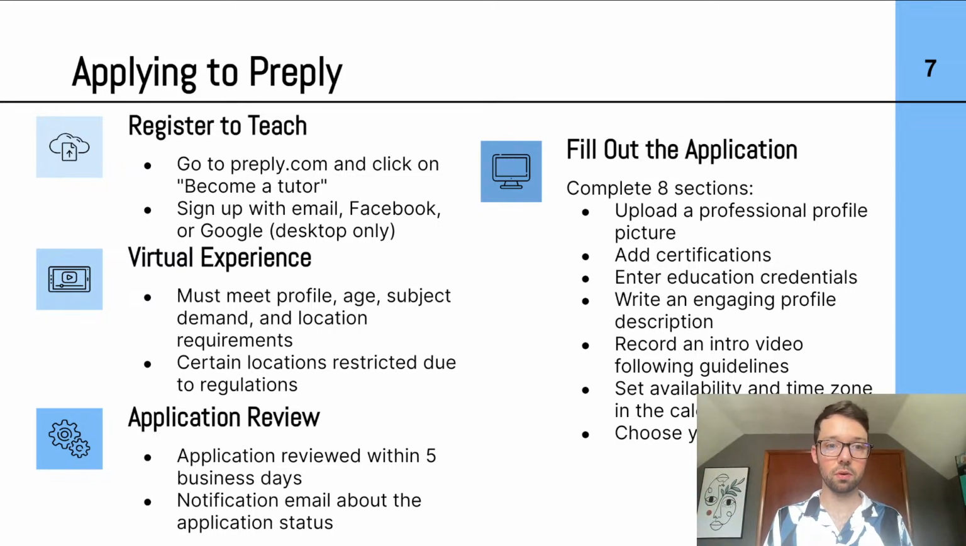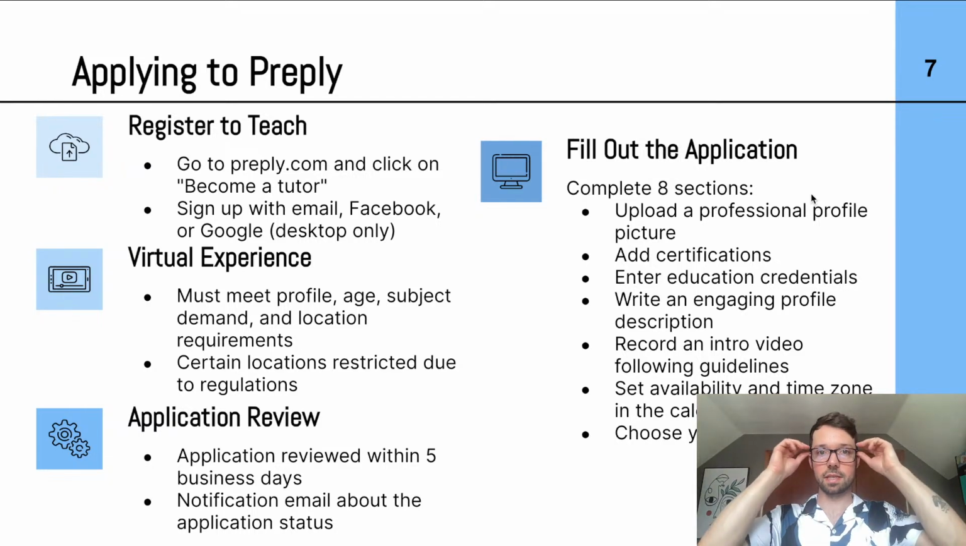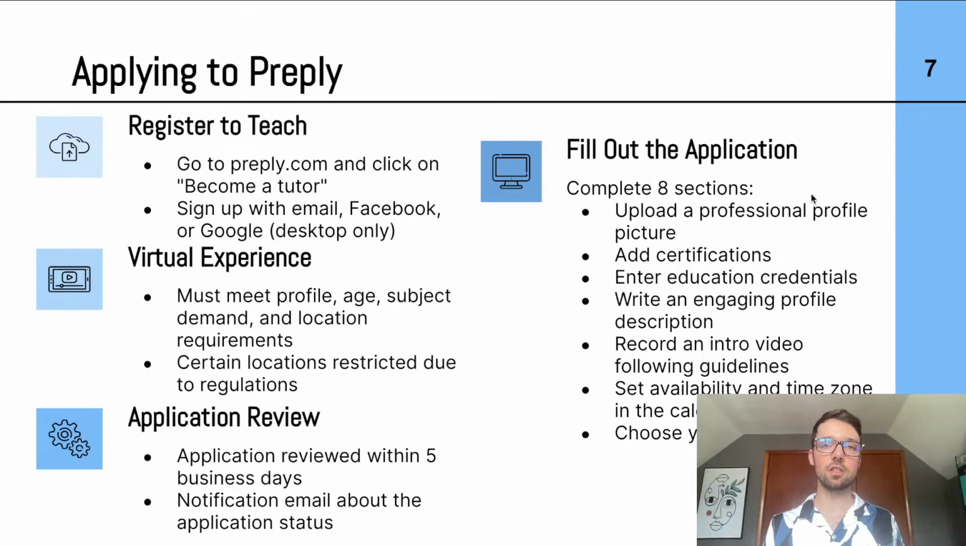Application review. Your application will be reviewed within 5 business days, with a notification email about the application status. When you're filling out your application, you will complete 8 different sections. If any of these sections are incorrect, you're not going to be approved. It's pretty simple and quite easy to get accepted onto Preply, but especially the profile picture or the video, if you don't have that, then that could be a roadblock to getting accepted.